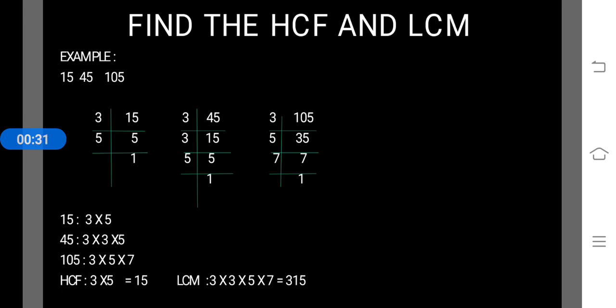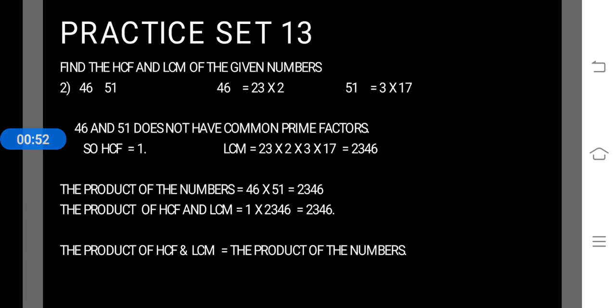HCF is the common prime factor. So the common prime factors are 3 and 5. So HCF is 3 into 5, that's 15. LCM is the least common multiple. So LCM is 3 into 3 into 5 into 7. That comes to 315. Now let us solve practice set 13.